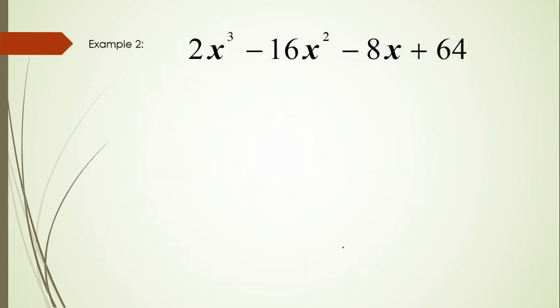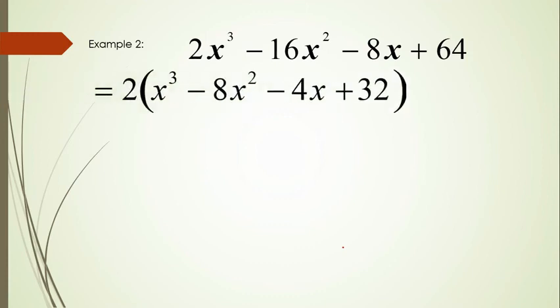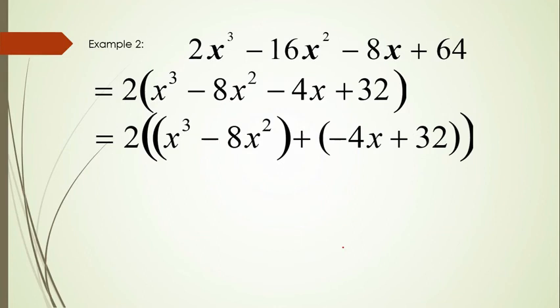Let's do example 2. Notice that we have 2x cubed minus 16x squared minus 8x plus 64. These are all even numbers. Do we have a GCF, and if so, what is it? That's right, we have a GCF of 2. Now we have x cubed minus 8x squared minus 4x plus 32. We're going to put parentheses around the first two terms and parentheses around the third and fourth term.